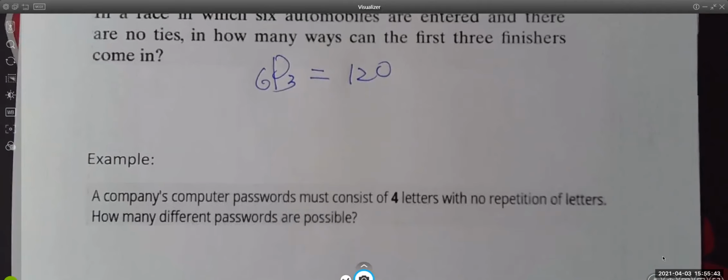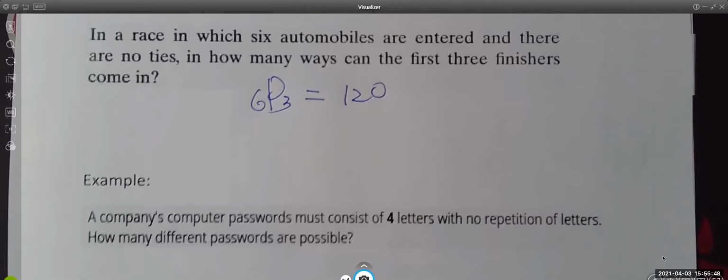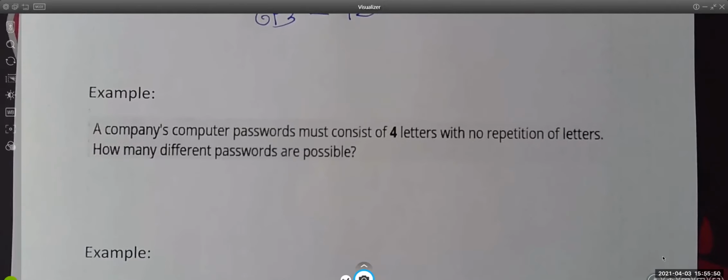Anybody could be in the first 3. Just the order they appear is different. There are totally 120 different ways to line them up.